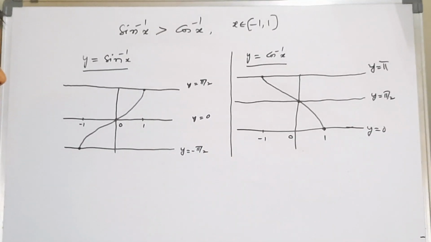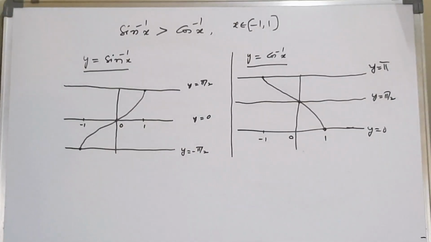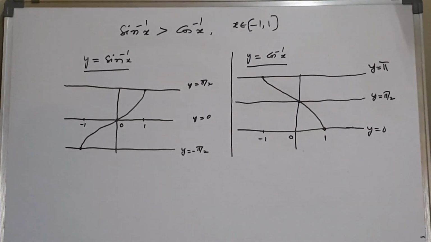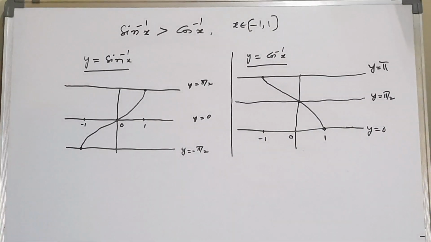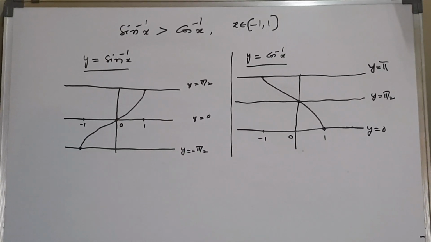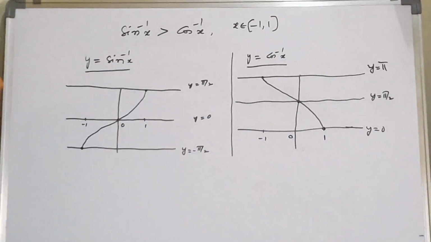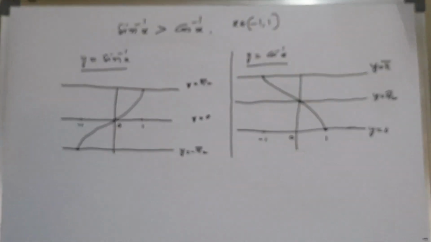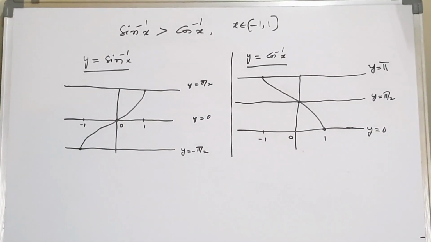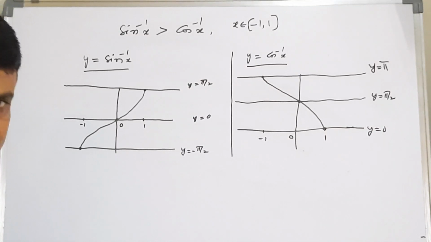Right? So here this is a decreasing function, this is an increasing function. If we are able to show this sin inverse x and cos inverse x graphs in the same coordinate system, then we are able to solve this inequality. Not only this inequality, we can solve equalities, we can also solve inequalities by using the graphical way very easily.